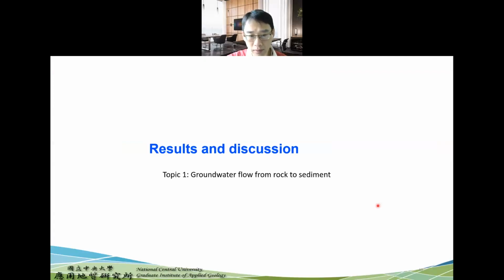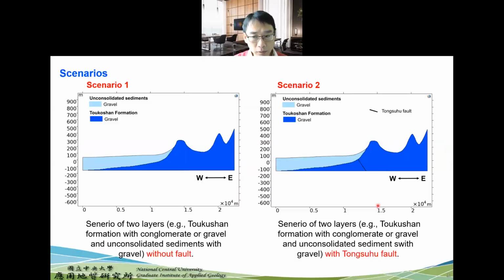And let's take a look at the results and discussions. The first topic we want to understand is the water flow from the mountain, from the rock to the sediment system. We're using two scenarios. This is very simplified. We only use the rock and the sediments, the consolidated sediment and also the Tucson formations. We consider this as the no fault system, and this is the fault system, to see how it influences.